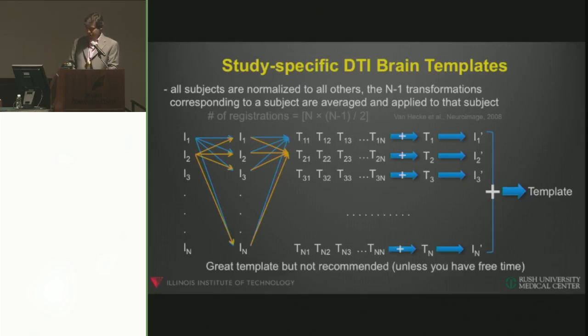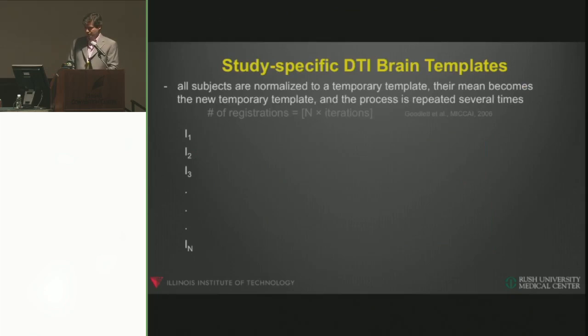This is a great template, but it's very time consuming, and for that reason, it's not recommended. But if you have time, you can definitely do this. The recommended approach is to do the following: register all of your data sets into a temporary template first. This temporary template could be a standardized template, or it could be the mean of your data sets after rigid body registration. There are different options there.